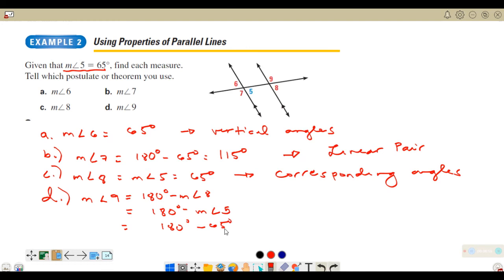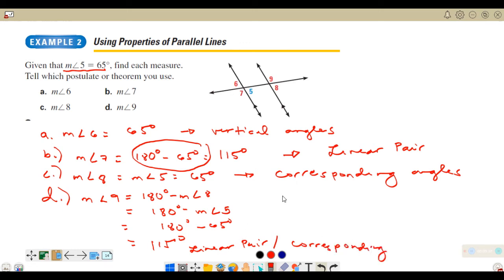Mukha na ba siyang familiar? Yes, kasi ginamit din natin siya dito. So, this is one possible solution. So, you are going to make use of linear pair postulate, at saka corresponding. Isa to sa mga pwedeng gamitin.